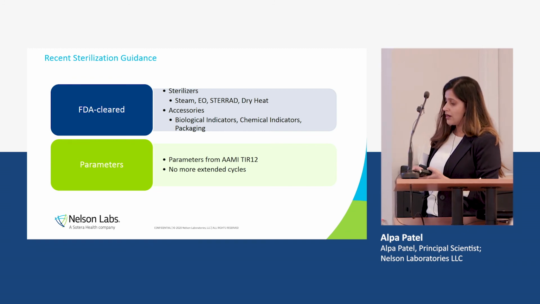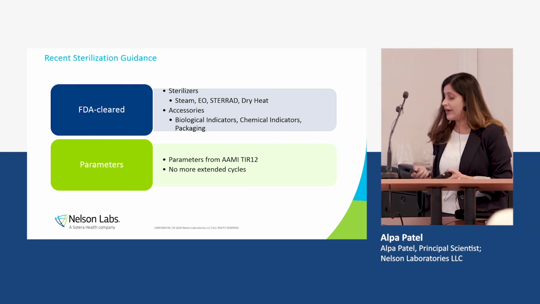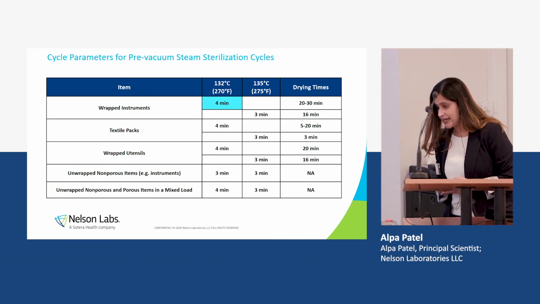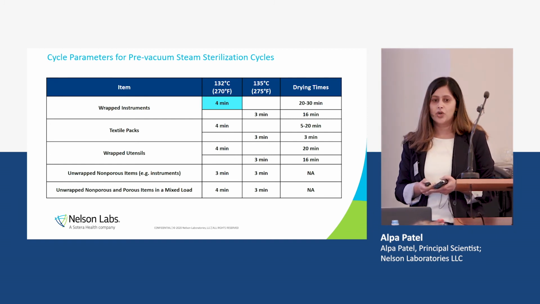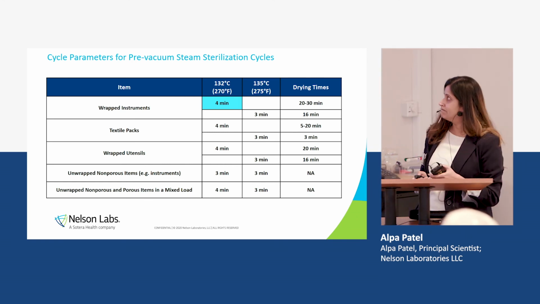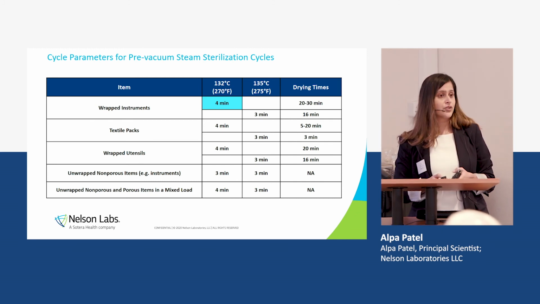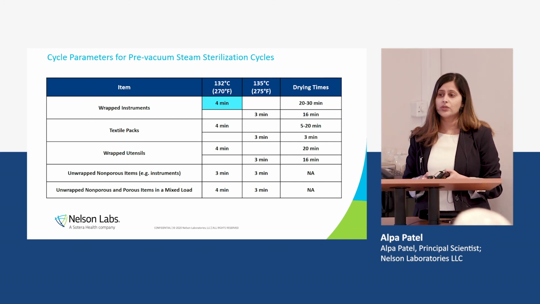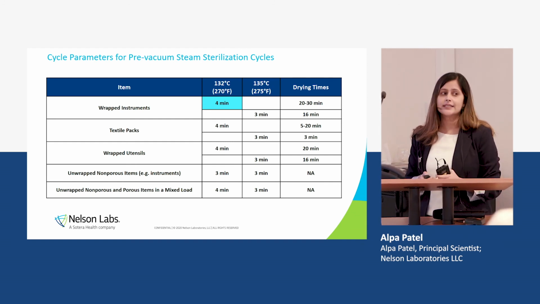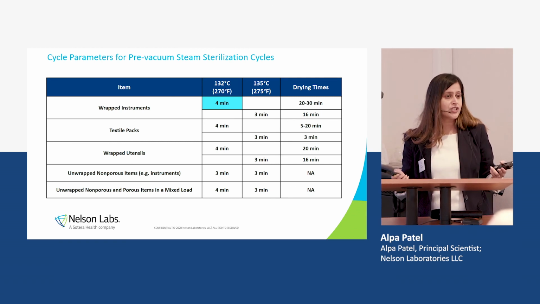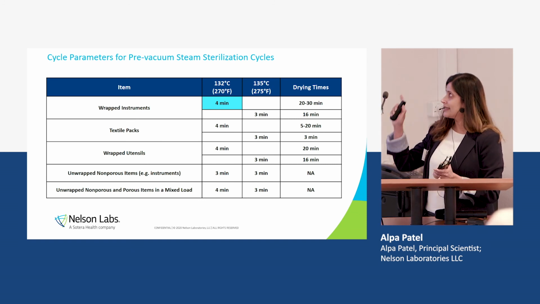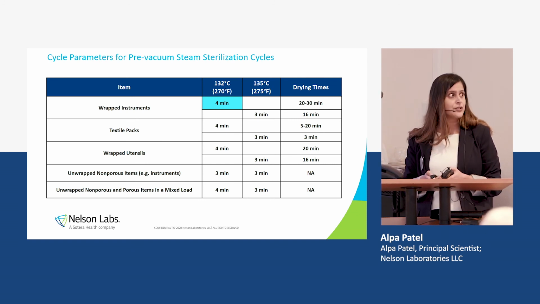And parameters are also very strict. If you don't fit in the parameters, like we have here, 132 for 4 minutes for US, it won't be accepted at all. You will have to fit in that, no matter what. That's why extended cycles are not looked at. They will not accept any extended cycles unless you have a justification to why your product needs an extended cycle. They do look at justifications, but they do discourage extended cycles. This is the cycle for US that you have to meet.